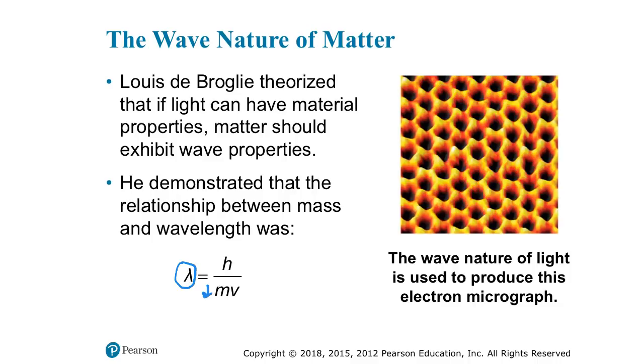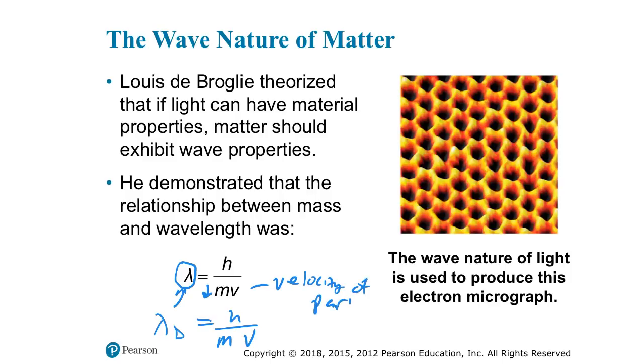So his equation, which he empirically derived, is that h divided by mass times velocity is the relationship to calculating what is sometimes symbolized lambda d for the de Broglie wavelength. So we take Planck's constant divided by the mass of the particle times the velocity of the particle. So this v here is velocity.